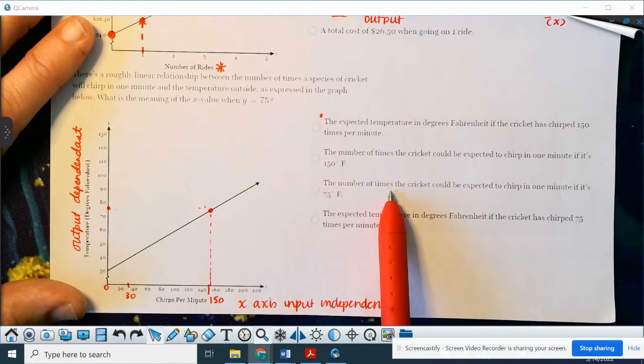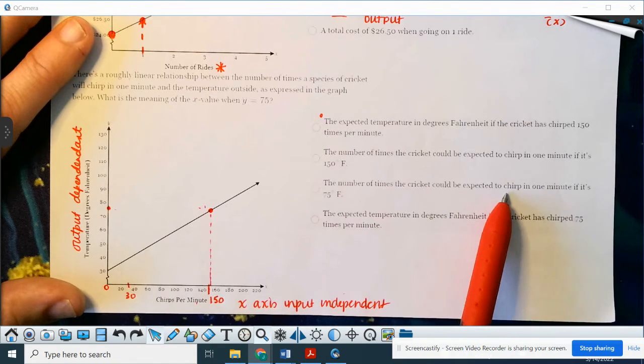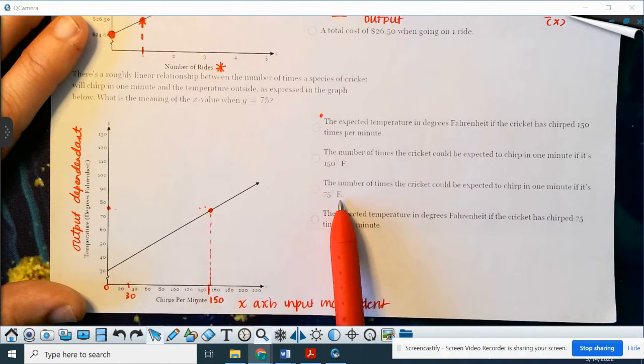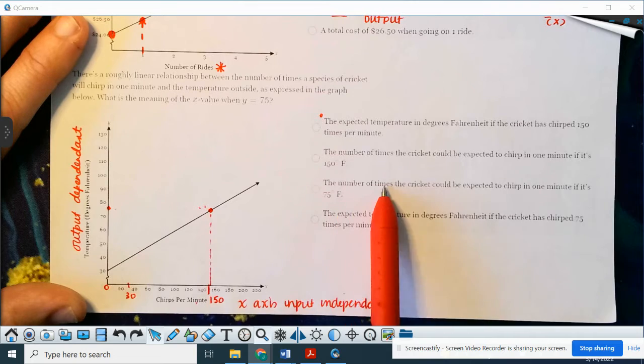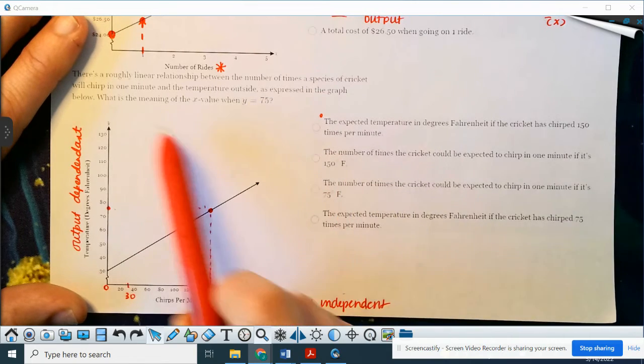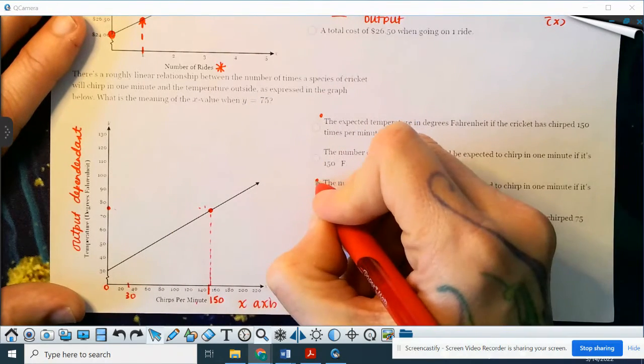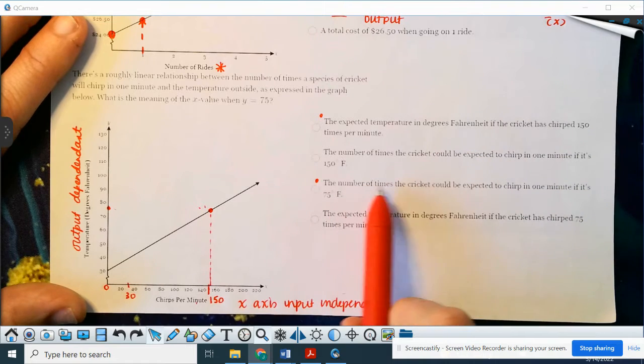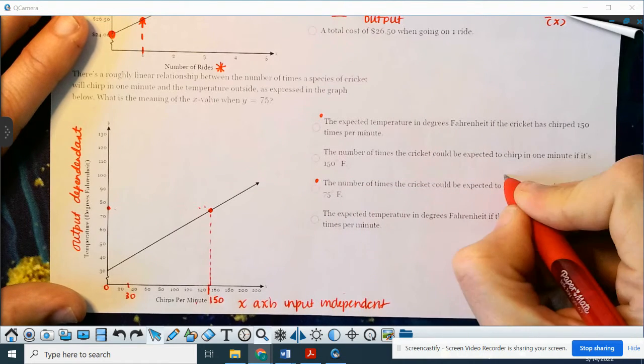The number of times the cricket would be expected to chirp, again, that's an X value, in 1 minute if it's 75 degrees Fahrenheit. So the number of times, that's not the Y value. What is the meaning of the X value, right? Oh, I read it wrong already. So this is looking at the number of times the cricket would be expected to chirp is the X, unknown.